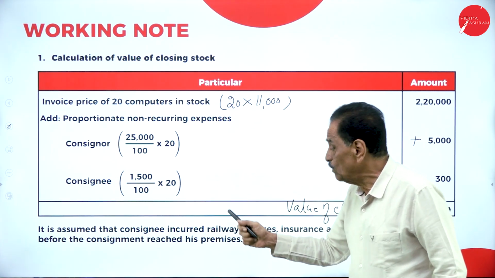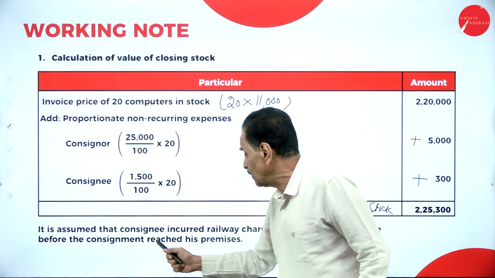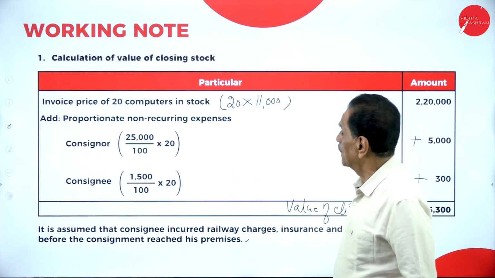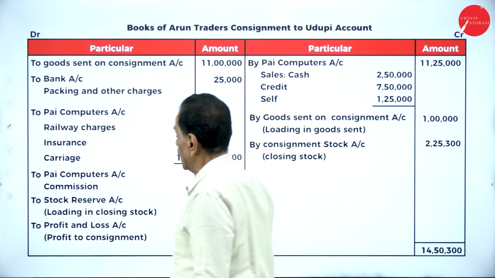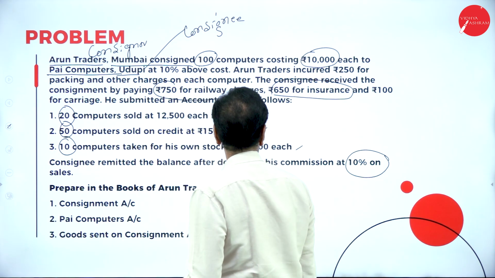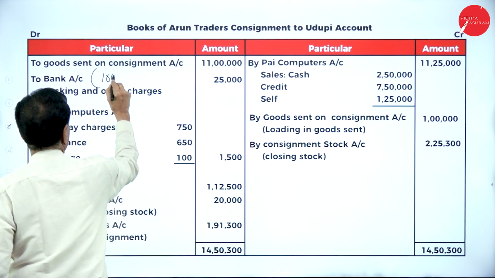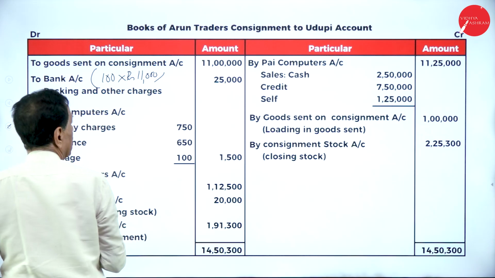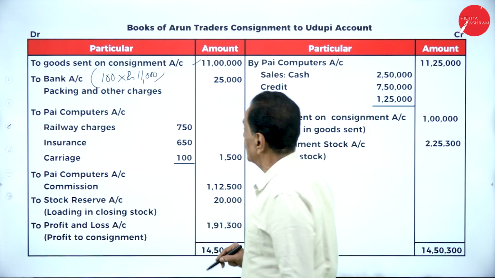So it is assumed that the consignee incurred railway charges, insurance and carriage before the consignment reached his premises. Now, all this is the closing stock you got. Then goods sent on consignment. How many computers have you sent? 100 computers at rupees 11,000, 11 lakh rupees. These goods are sent at invoice price.